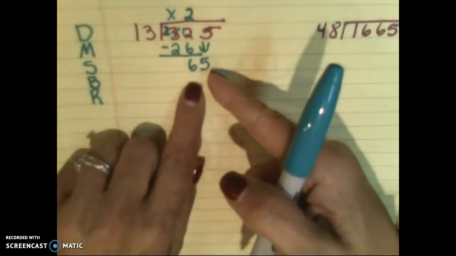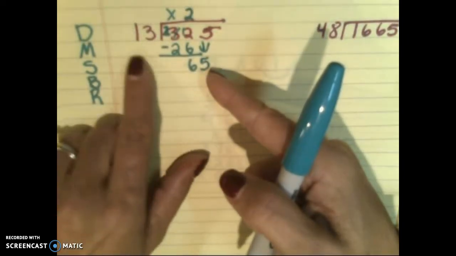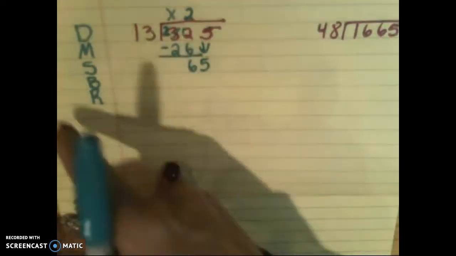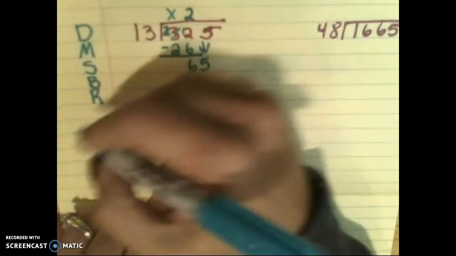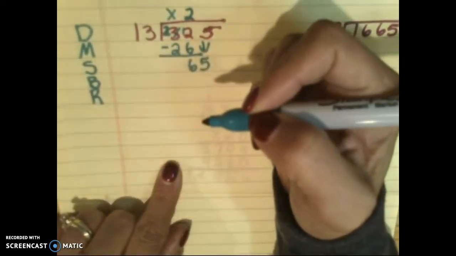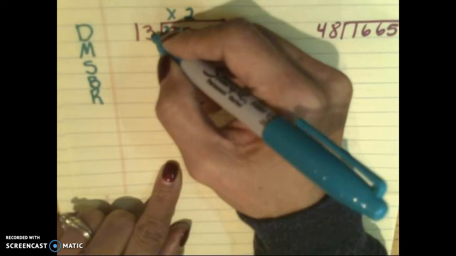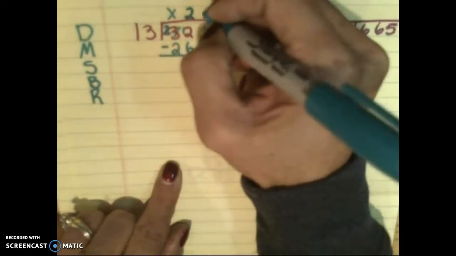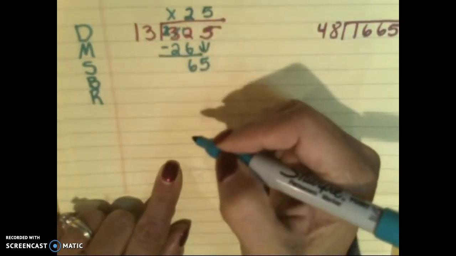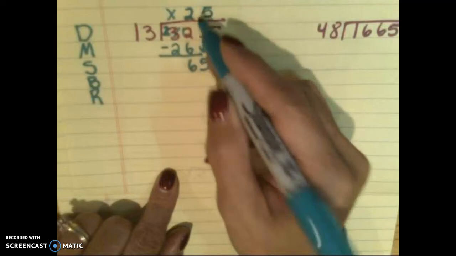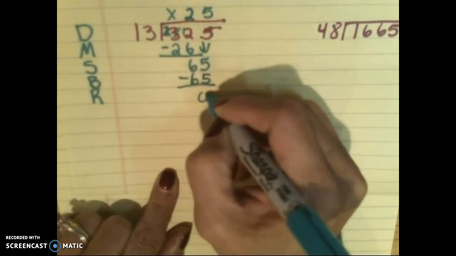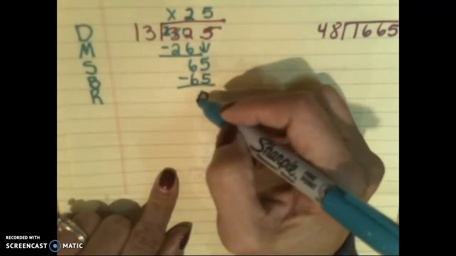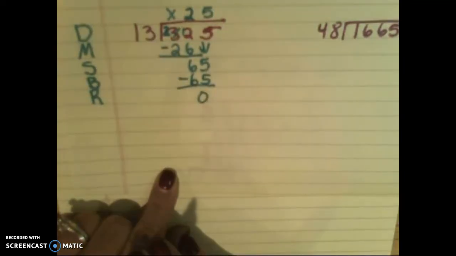I'm going to repeat because I can still divide 65 by 13. So I'm going to start back at the top and divide again. 65 divided by 13. And you're going to have to do some multiplication off to the side to see how many times 13 can go into 65. So I know it's 5 times. And 13 times 5 is 65. Sister says subtract. I have 0. There's nothing to bring down. My remainder is 0, so I'm done with this problem.